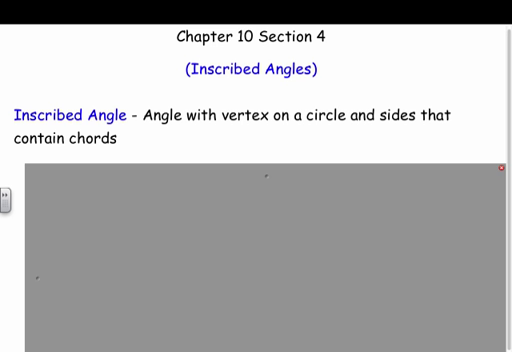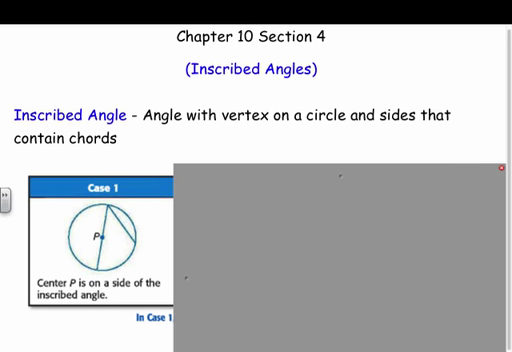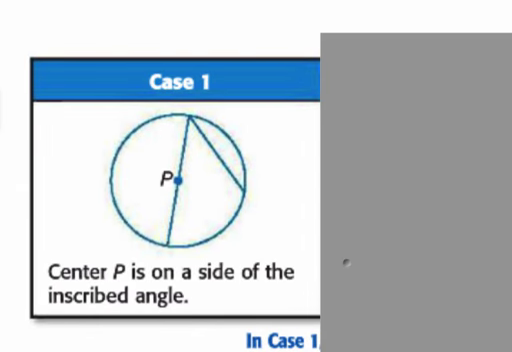Into inscribed angles today. It's an angle with a vertex on a circle and sides that contain chords. Okay, and then we'll take a look at an example. There's three types of ways we could write an inscribed angle. The first case is one of the chords, one of the sides on our angle, could go right through the center. Okay, and my inscribed angle would be this guy right here because it has a vertex that is on the circle. And we have a theorem with this that's going to help us find what that angle measure is.